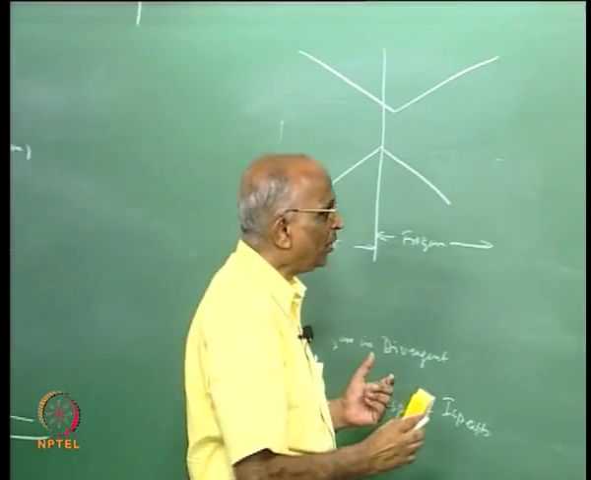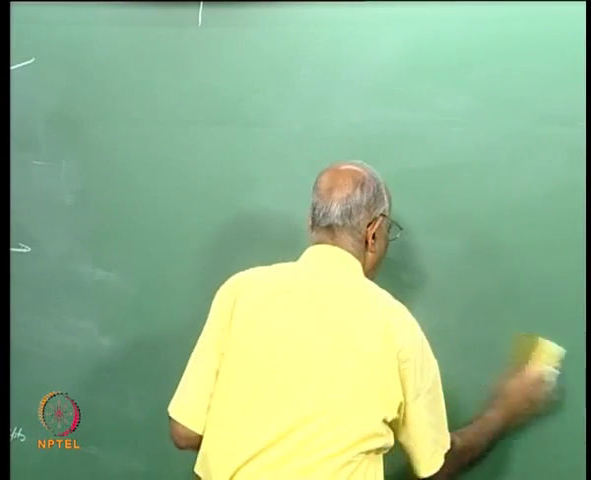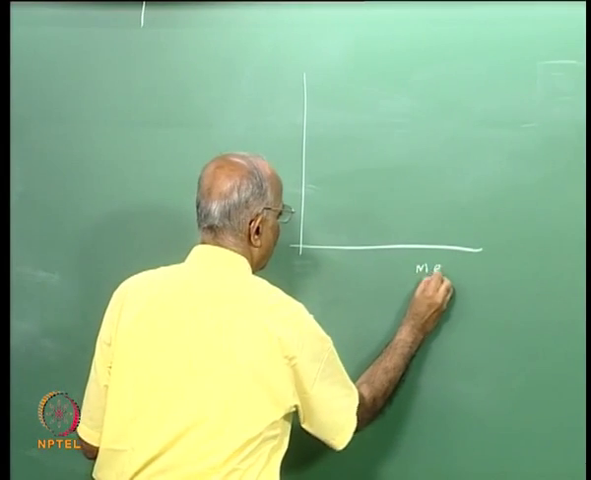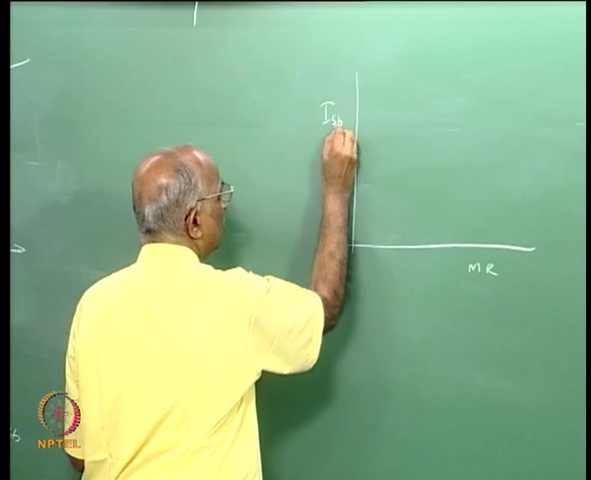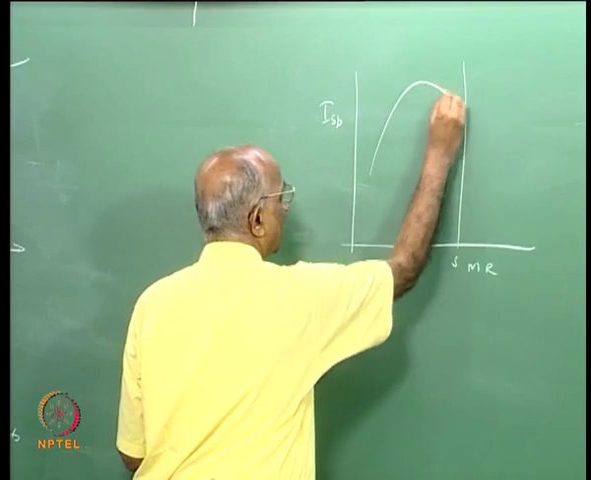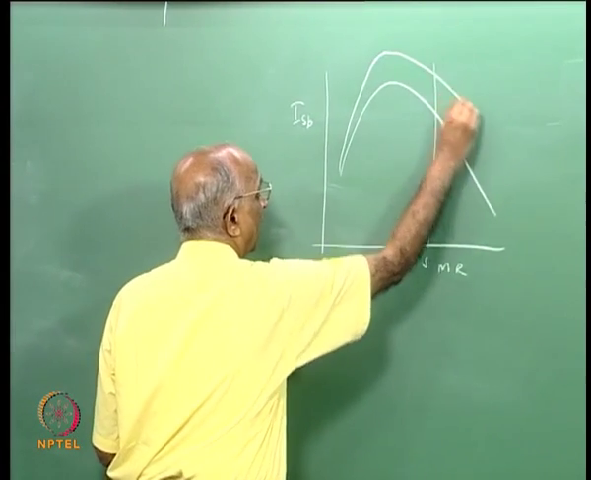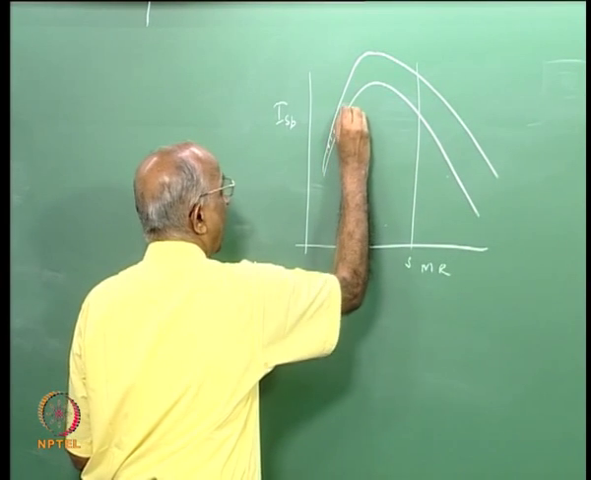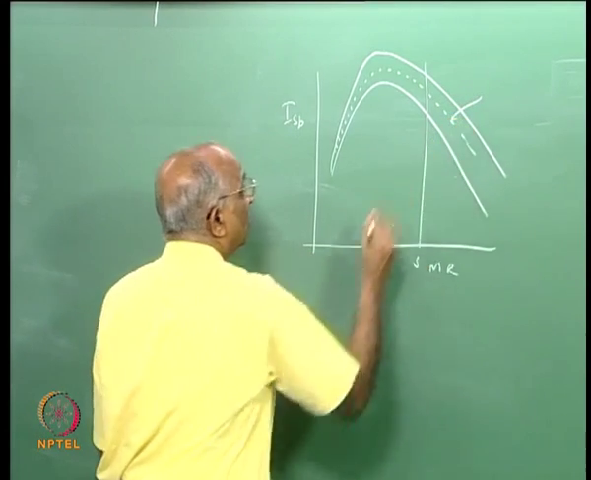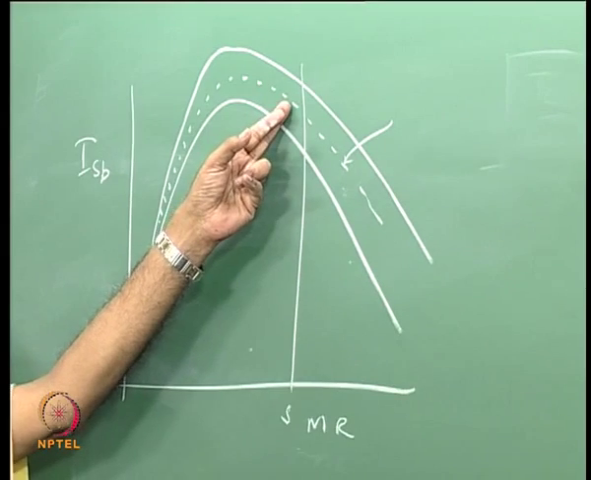If not, what is going to happen to me? Let us make a last plot of specific impulse versus mixture ratio. This is my stoichiometry, this is the fuel rich region. In the fuel rich region I will get the maximum, this is for frozen flow, for equilibrium flow maybe I will get a higher value, and the actual will be in between the two, and this somewhat matches with equilibrium flow in the convergent followed by frozen in the divergent.